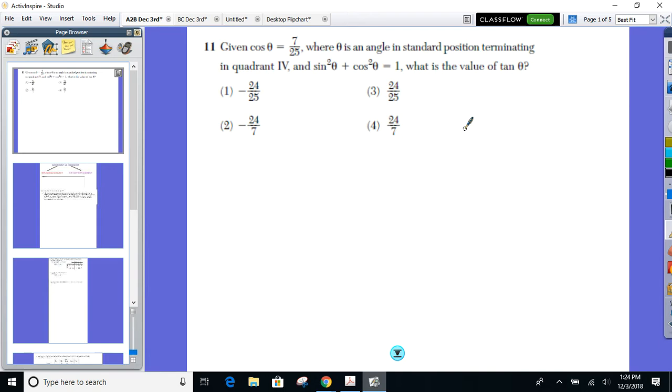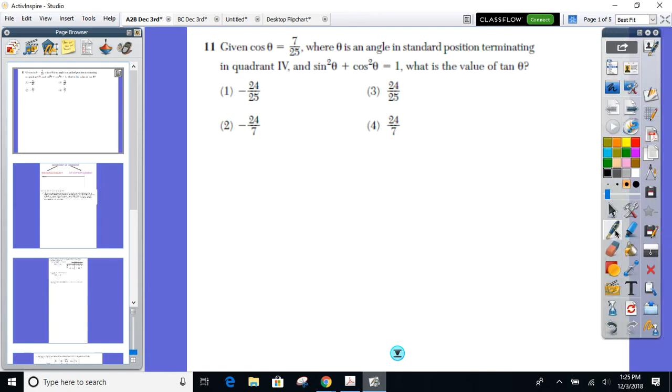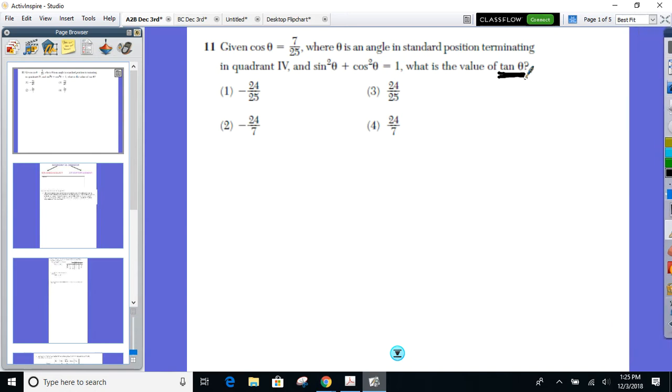All right. So this one comes from this year. I'm giving you cosine is 7 over 25. We are in quadrant 4. They give me sine squared plus cosine squared equals 1, and I'm looking for, hey, what's the value of tangent? Now, yes, you can't use your calculator, but you can eliminate 2 answers before I even start.